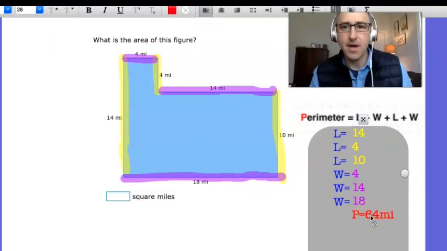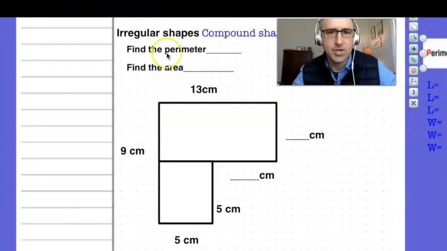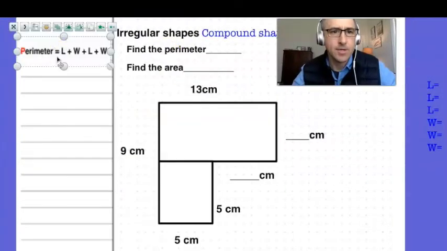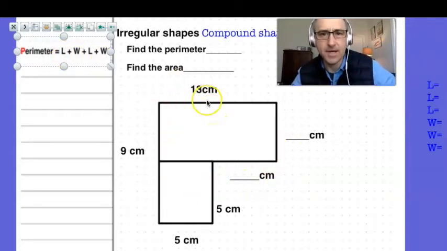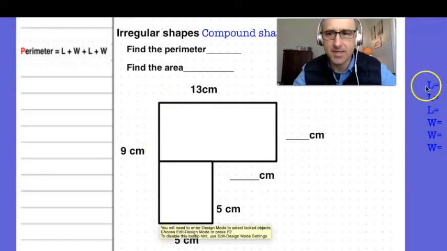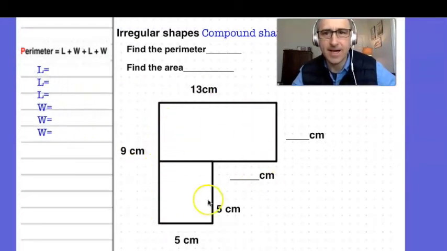The perimeter is 64 miles. Now, let's go back and try one with a missing side. So we're going to start with perimeter. Notice again, it's lengths and widths that get added together, but we're missing 2 sides. But let's count how many sides. All of one side, so that's 6. So I'm going to bring over 6 lengths and widths.